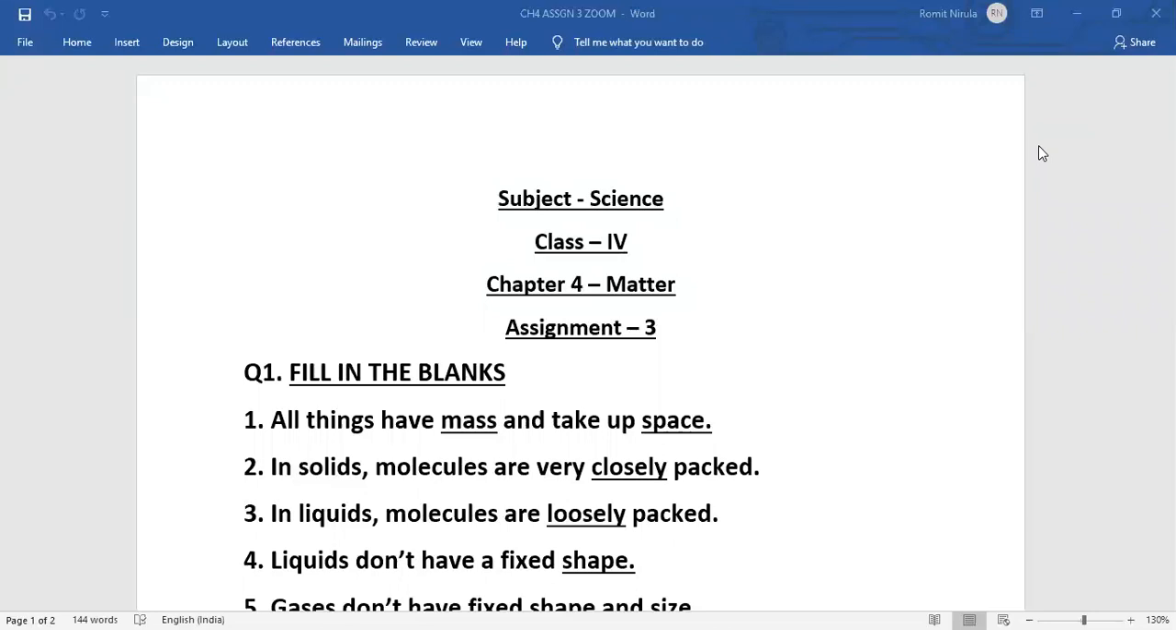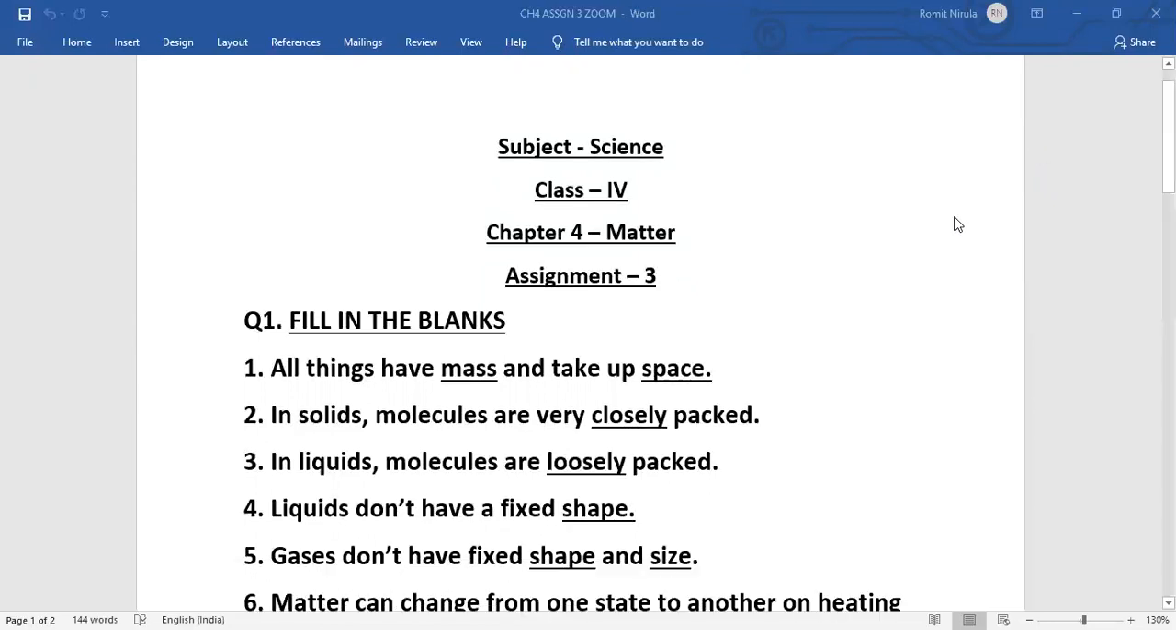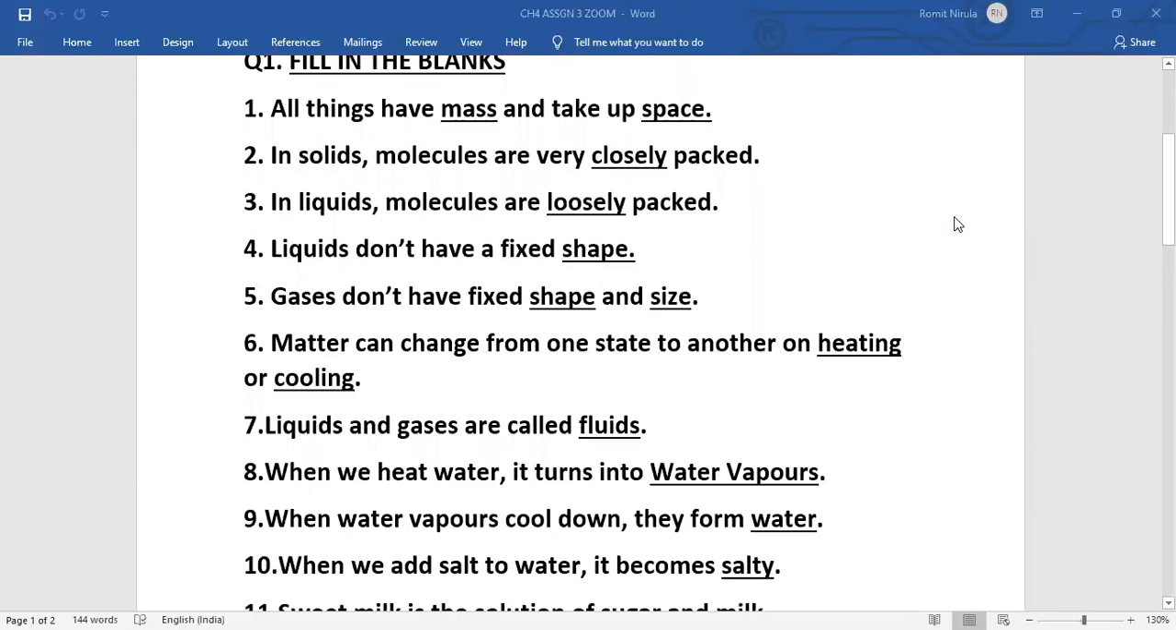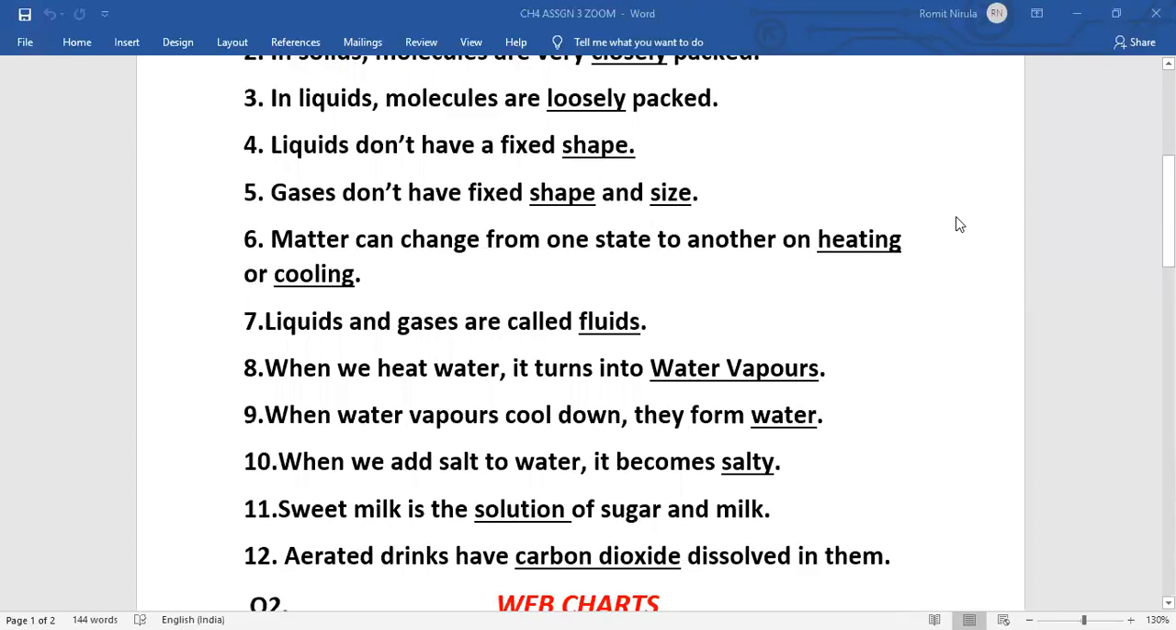Liquids do not have a fixed shape. That means they take the shape of the container in which we keep them. Number 5. Gases do not have fixed shape and size. Number 6. Matter can change from one state to another on heating or cooling. So we can change one state of matter into another either by heating or cooling.